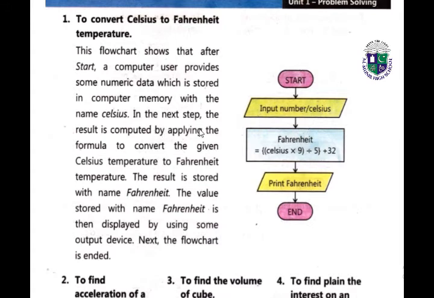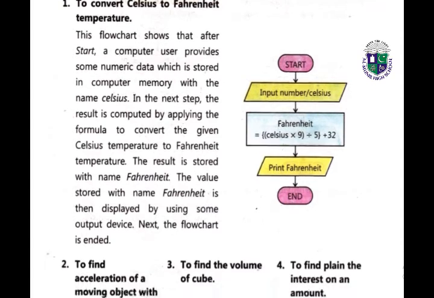So in the next step, the result is computed by applying the formula to convert the given Celsius temperature to Fahrenheit. So here we have the formula in the processing symbol. The result is stored with the name Fahrenheit, the value stored with the name Fahrenheit, and then displayed by using some output device.